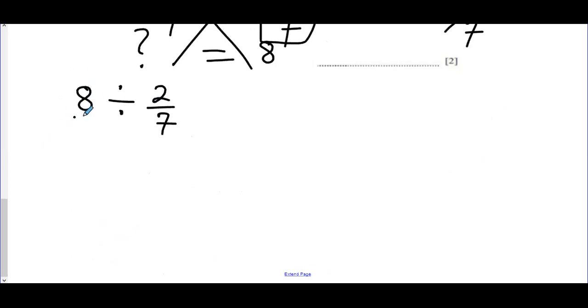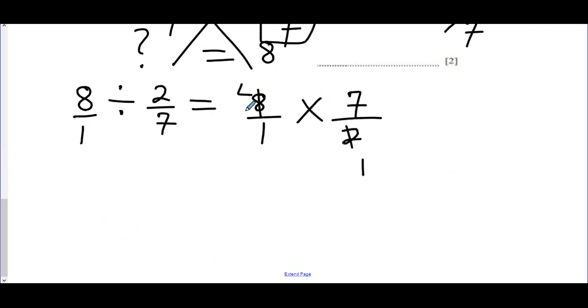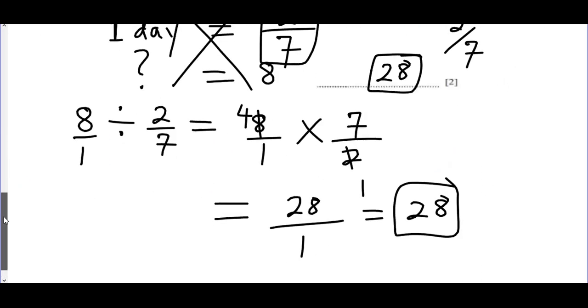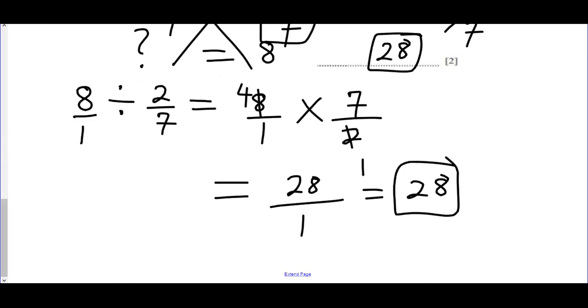This is a whole number, so keep it over 1. This becomes 8/1. And take the reciprocal of that, so this will be times 7/2. Look across, yes, you can simplify: 2 into 2 is 1, and 2 into 8 is 4. Then multiply horizontally: 4 times 7 is 28, over 1 times 1 is 1. Now this will be equal to 28, and the answer here will be 28 days. I think that is very clear, and then we keep moving.